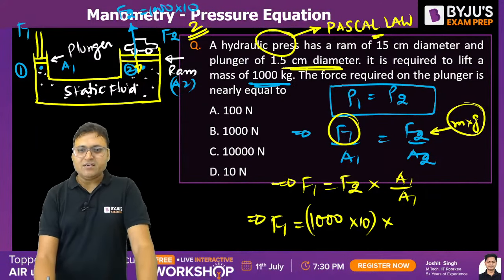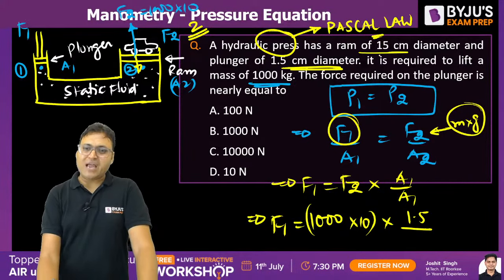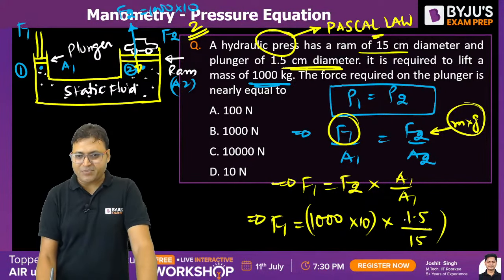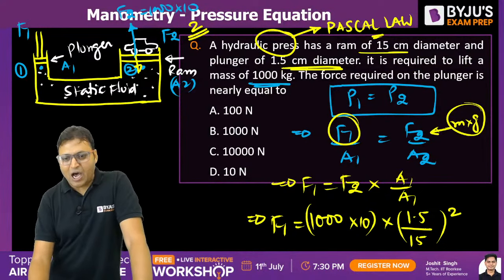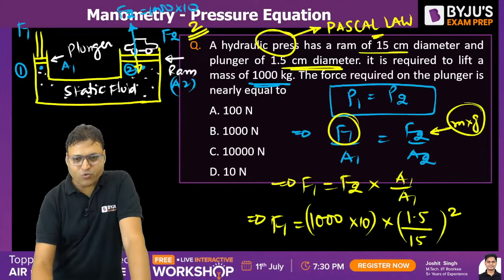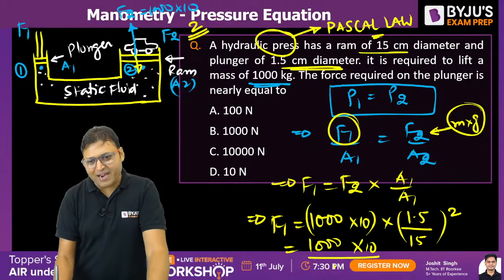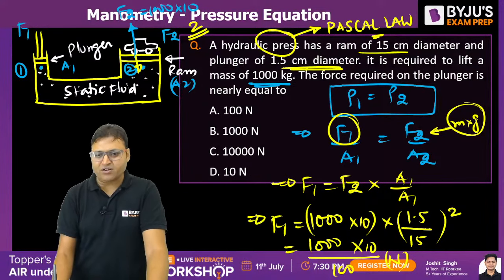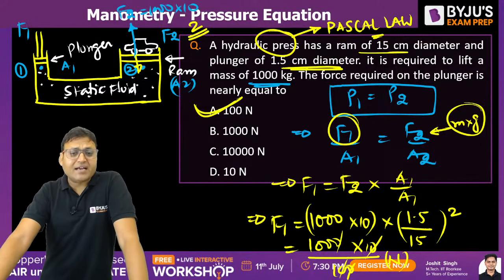What is d1? The diameter of the plunger is 1.5 centimeter, divided by d2. The diameter of the ram is 15 centimeter. Then square. So it will be 1000 into 10 divided by 100, isn't it? F1 will be equal to 1000 into 10 divided by 100 Newton. Do you agree or not? So how much is that? The 100 cancels out, and the answer will be 100 Newton. The correct answer is option A.